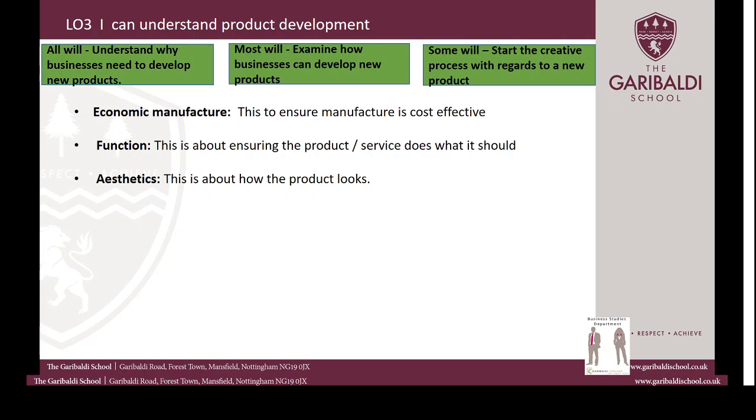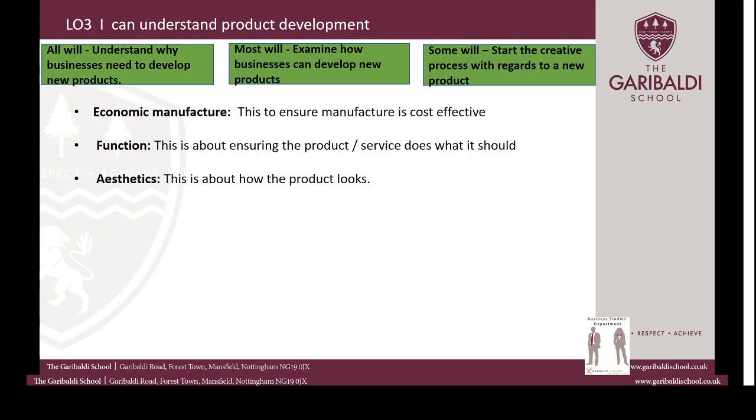Aesthetics is really about how the product looks. So for example, designer clothes are more about how they look. They're not always particularly functional. It's more about how they look. Again, they don't have to worry too much about economic manufacture because they will be sold for a really high price.